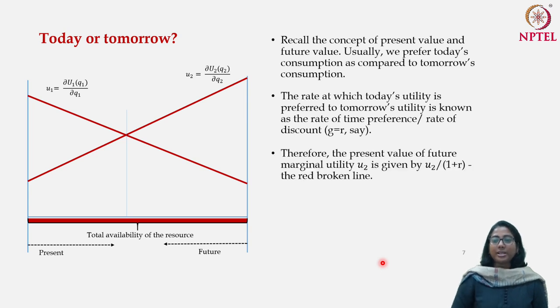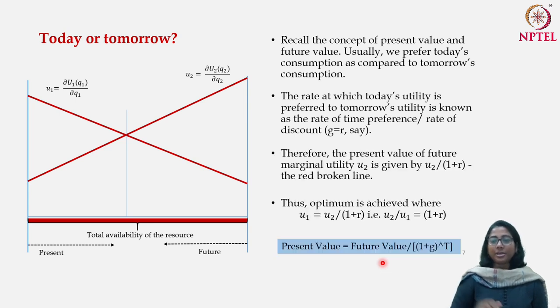I'll quickly give you the formula for the present value and future value that we had a discussion on. So you see the present value is equal to future value divided by 1 plus g to the power t. So the g was the rate of growth, and the t was the time period that you were considering.